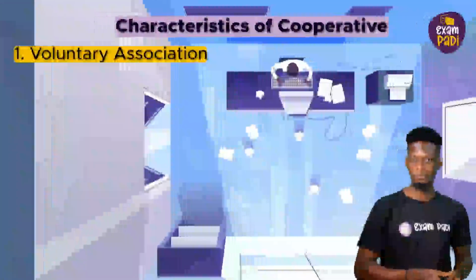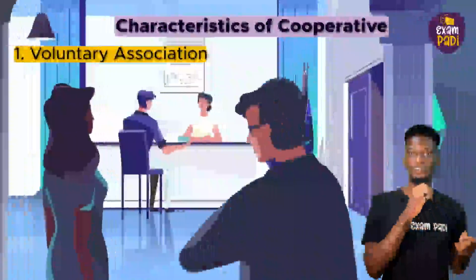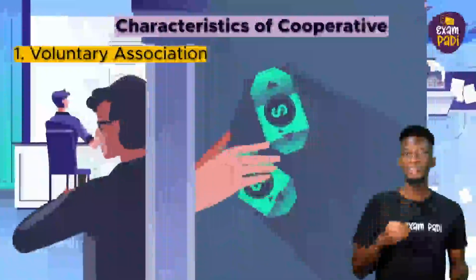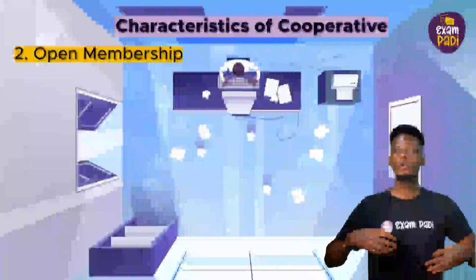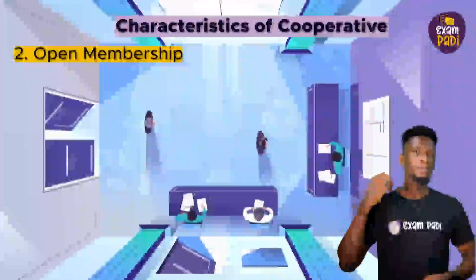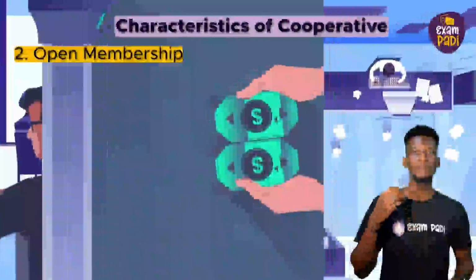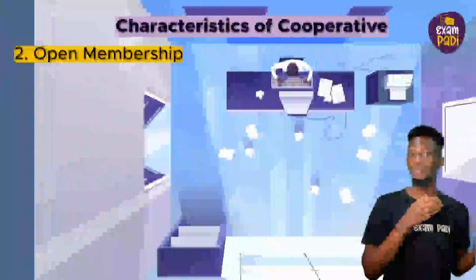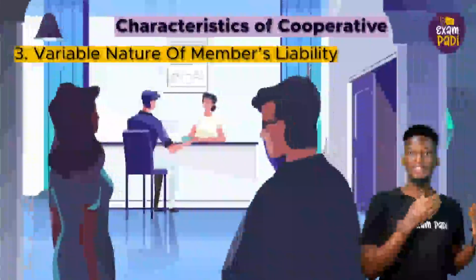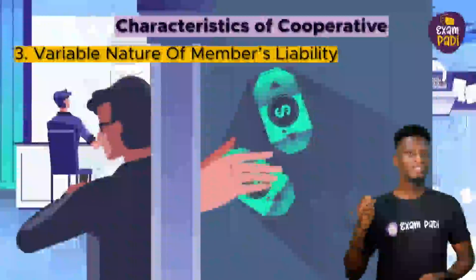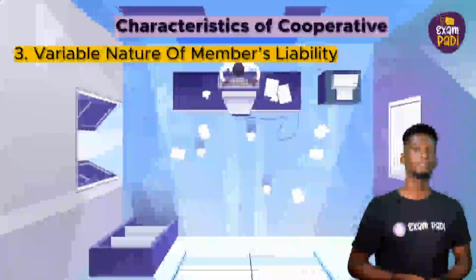Voluntary association. A cooperative enterprise is essentially a voluntary association of individuals seeking to improve their economic status through joint efforts. 2. Open membership. Membership of a cooperative organization is open to all those who have a common interest and are willing to accept the responsibilities of membership. 3. Variable nature of members' liability. The liability of members of a cooperative organization is limited to the extent of their investment.